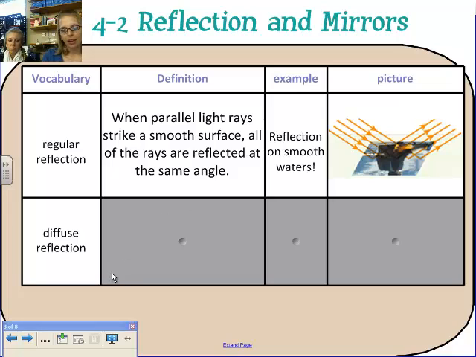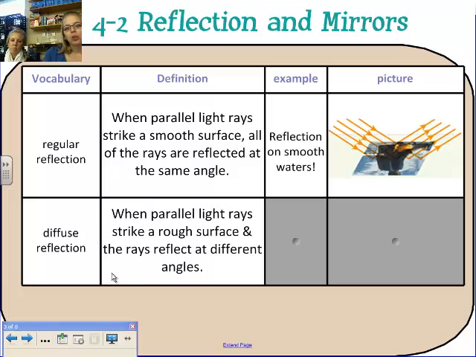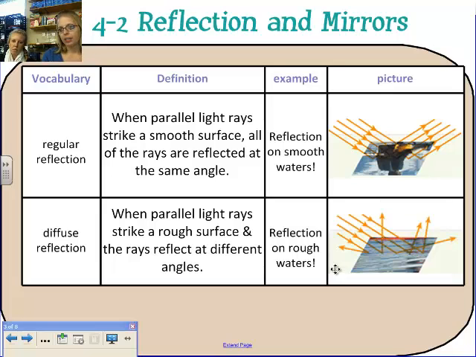Okay, so diffuse reflection is basically everything else in the world. So the light rays hit it, and the light rays come down parallel. That means they're coming from the same light source. But when they hit the object, they bounce in different directions. So this is like rough waters, for example. So you can't see the kayaker. Here's a kayaker in this picture. There's no kayaker down there.